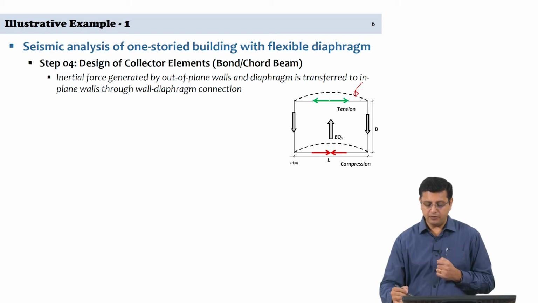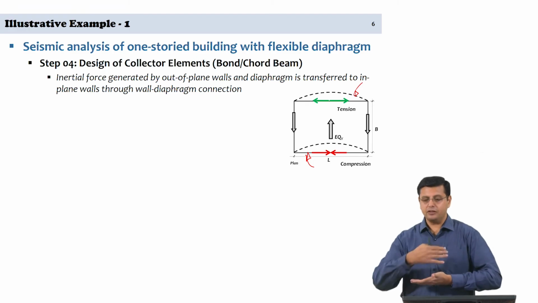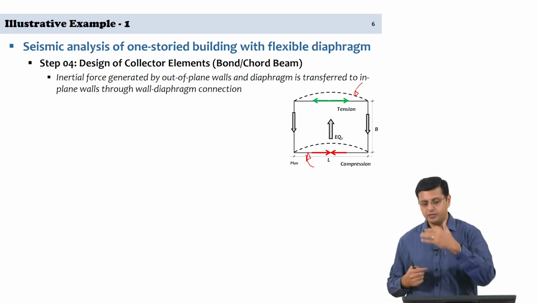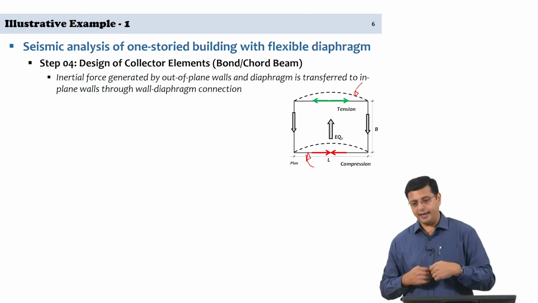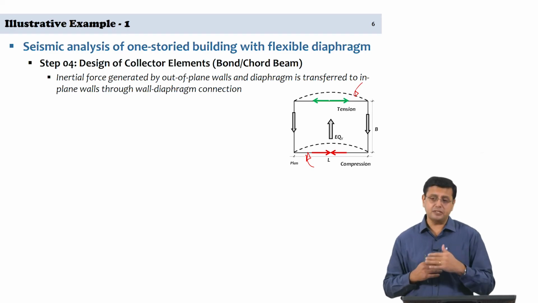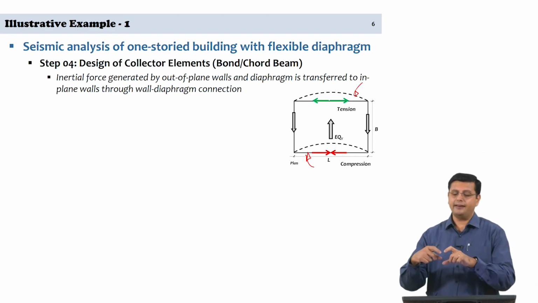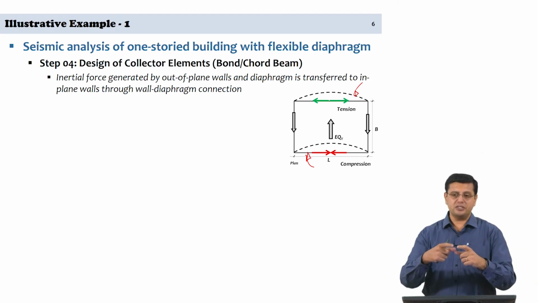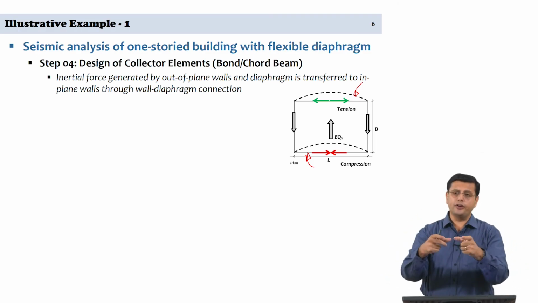This chord beam will be subjected to tension, whereas the chord beam in the opposite direction will be subjected to compression. So, you can look at the diaphragm as a deep beam which, as it deforms in its plane, has tension on one edge and compression on the other. We can make some simplified assumptions to estimate these tensile and compressive forces, and that is the design force to which the chord beam, which is sitting on the northern and southern walls, is going to be subjected.